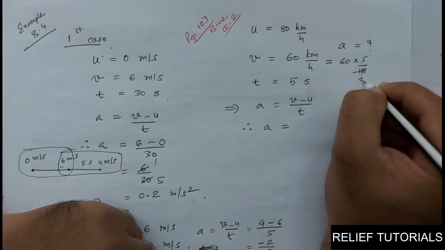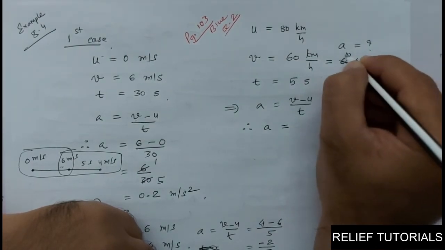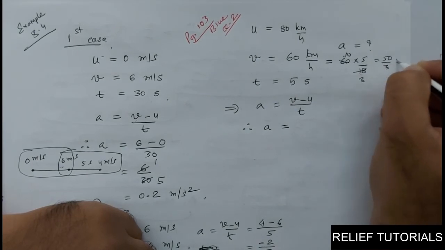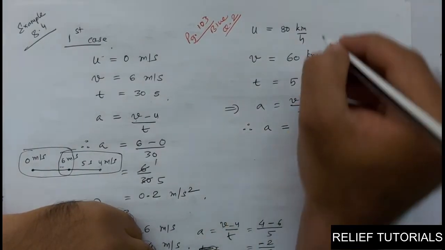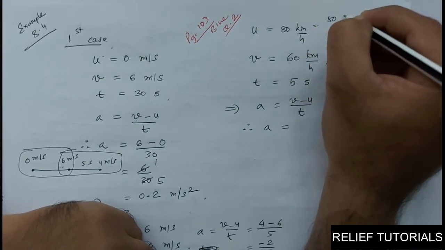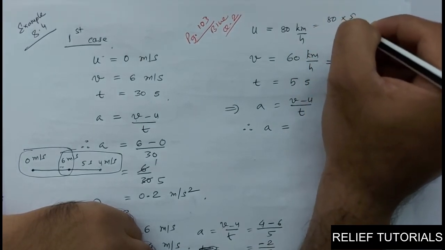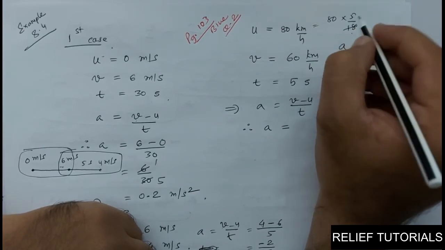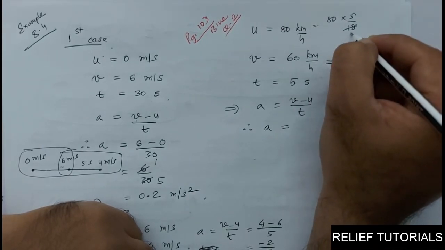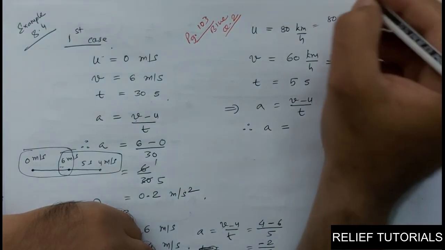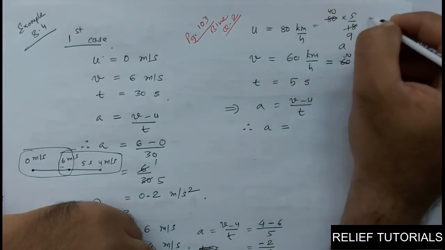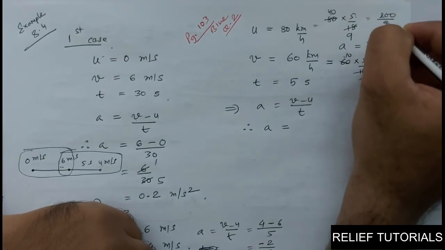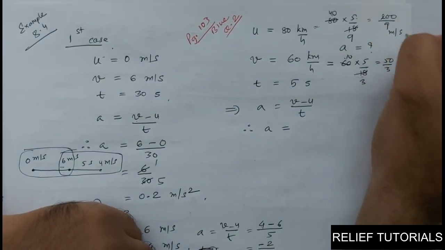Okay, so 6 3s are 18 and 6 10s are 60, so 10 5s are 50. So 50 by 3 meter per second. And here 80 is multiplied by 5 by 18. It's 80 there, so 2 9s are 18, and 2 4s are 40, 40 into 5 is 200. So 200 by 9 meter per second.